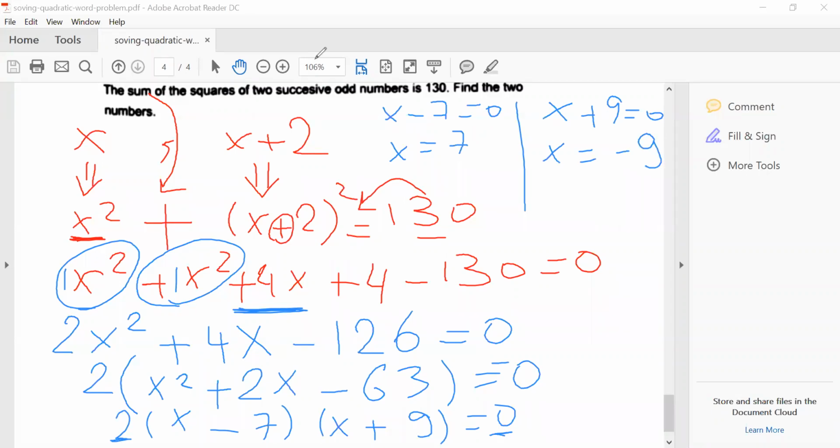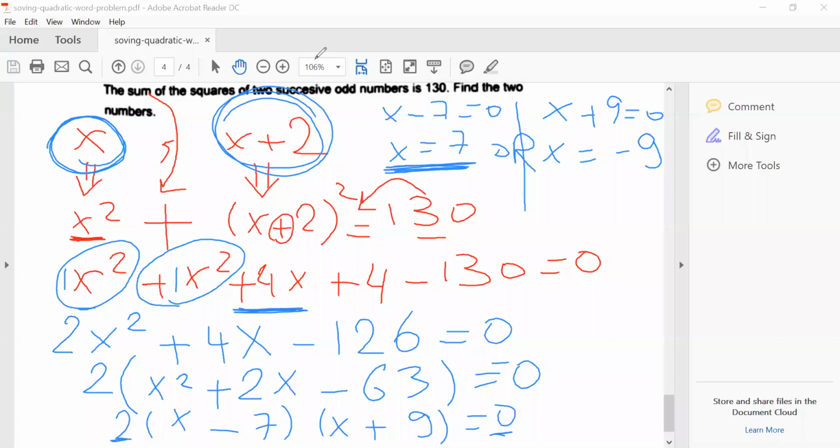Okay, again, unlike the previous one where I had 2 real numbers, here he wants 2 successive odd numbers. I have got 1 only. These are 2 solutions for x for the same number. One of them was x, the other is x plus 2. So when x equals 7, the other number will be what? In this question, he wants the 2 successive odd numbers.